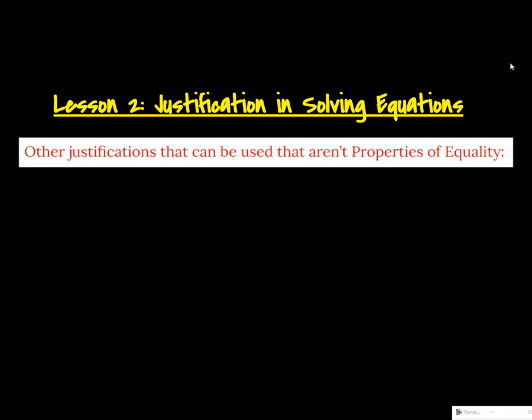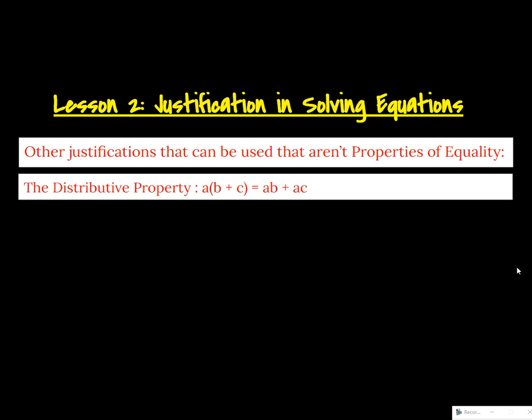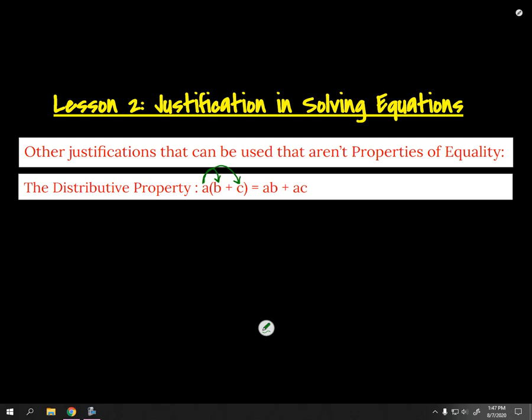All right, other justifications. These aren't necessarily properties of equality, but they are reasons that I can use in working through my equation. One of them is the distributive property, and we talked about that in lesson 0, where we are multiplying the value on the outside, in this case A, by everything inside that parenthesis. There could be 20 million things inside that parenthesis, and I would have to multiply each and every one of them by A.